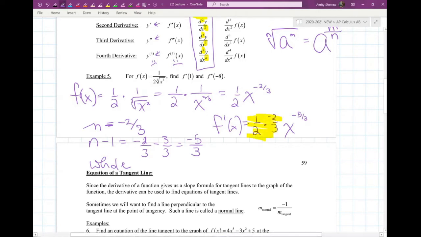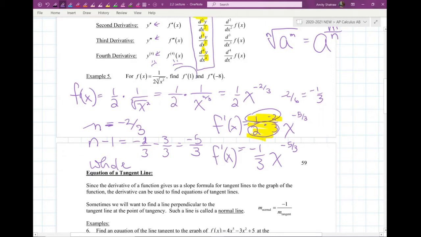I'm going to say that f prime of x is equal to negative 2 over 6, right? Because I'm multiplying these top two, I got a negative 2. I multiply those bottom two, I get a 6. So this is negative 2/6, which is the same thing as negative 1/3. So my derivative is negative 1/3 x to the negative 5/3. That's my first derivative. Okay, so what about the question?